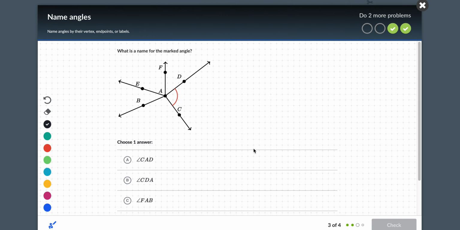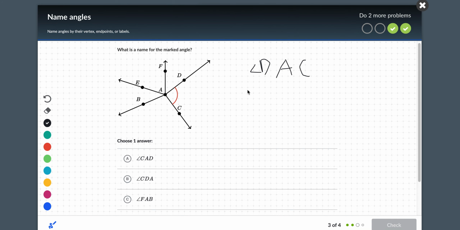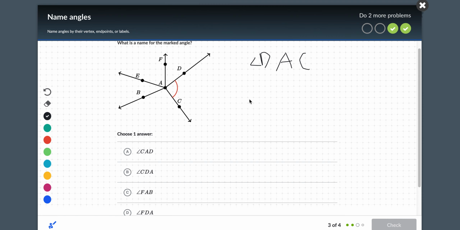Alright, so what is a name for the marked angle? Okay, so we know the center is going to be A, because that's the point right there. And then to one side, it'll be D, and to the other, it'll be C. Now you do that angle. Okay, and this time, you might be like, oh, there's no DAC. But there's CAD, which means the exact same thing. It's just written the other way. And both are correct. So be prepared, if you don't see the answer you wrote, to just look for the reverse of what you wrote. And that could be an answer too.